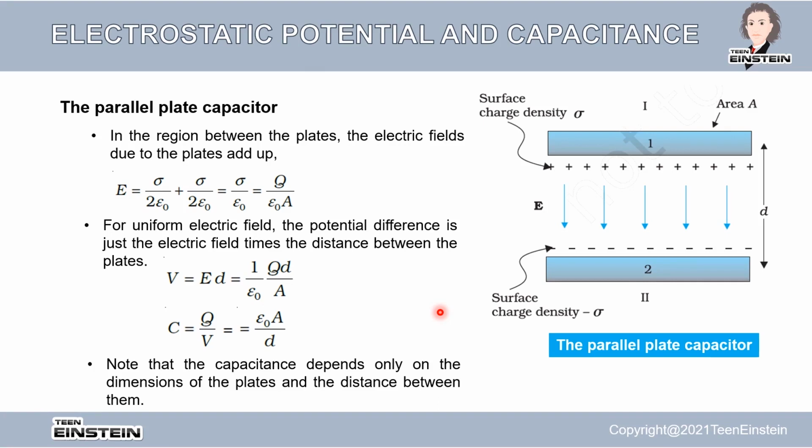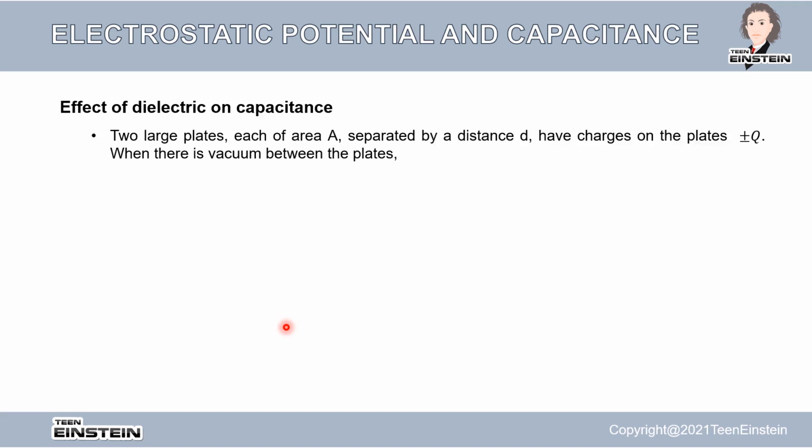In the previous video, we talked about the capacitance for a parallel plate capacitor. We derived it as C equal to epsilon 0 A by D, where A is the area of the plate and D is the distance between them. So what we are going to do now is put a dielectric in between the plates of this capacitor. First, let's assume that there are two large plates, just like we saw in the last video, and each of the plates has area A and they are separated by a distance D, and each has the charges plus or minus Q on them, and there is vacuum between the plates.